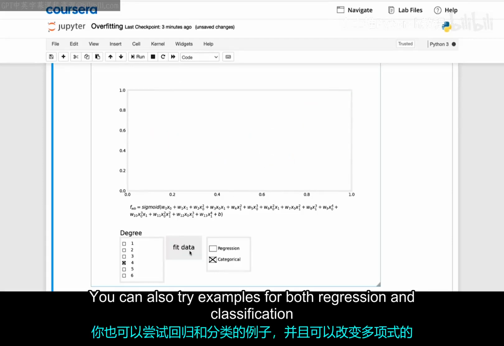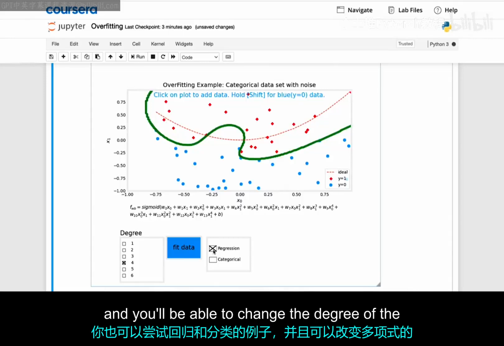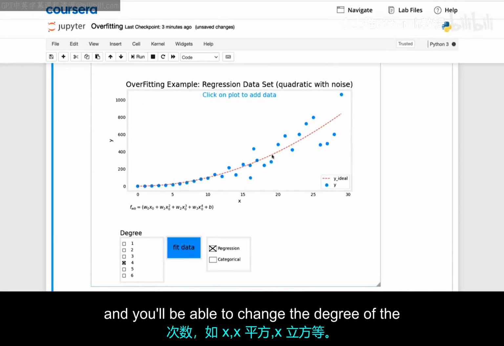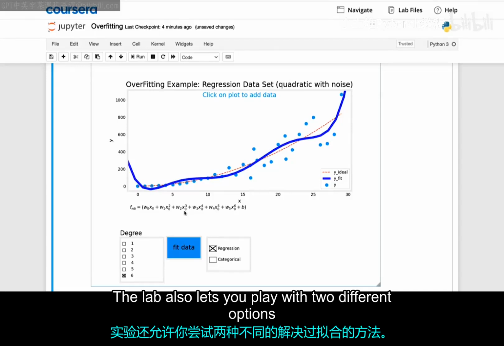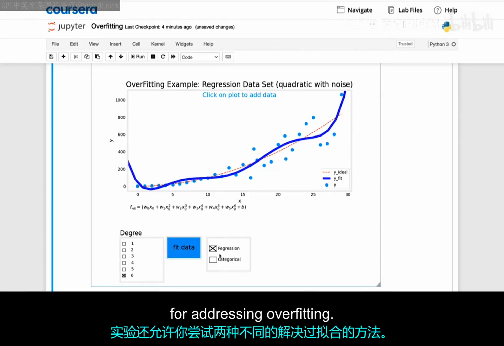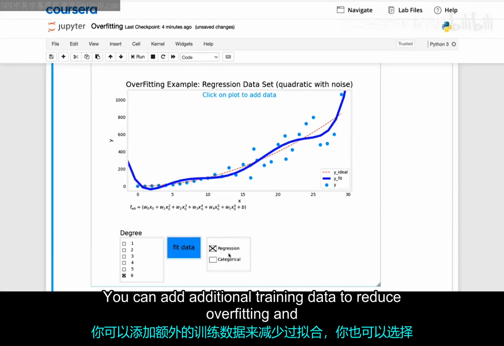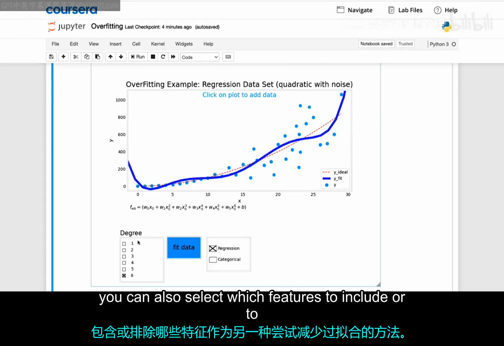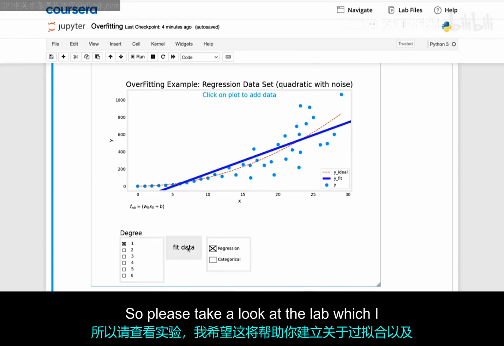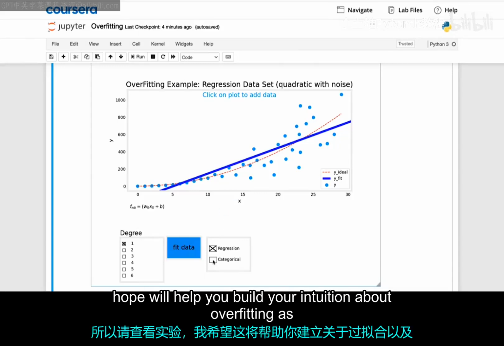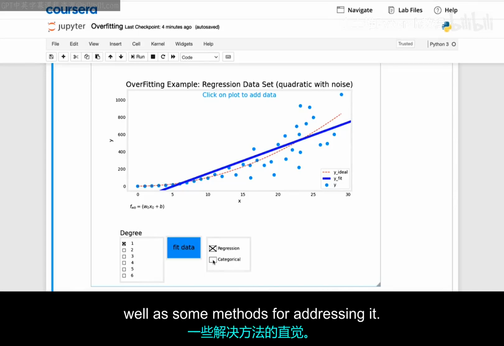You can also try examples for both regression and classification, and you'll be able to change the degree of the polynomial to be x, x squared, x cubed, and so on. The lab also lets you play with 2 different options for addressing overfitting. You can add additional training data to reduce overfitting, and you can also select which features to include or to exclude as another way to try to reduce overfitting. So please take a look at the lab, which I hope will help you build your intuition about overfitting as well as some methods for addressing it.